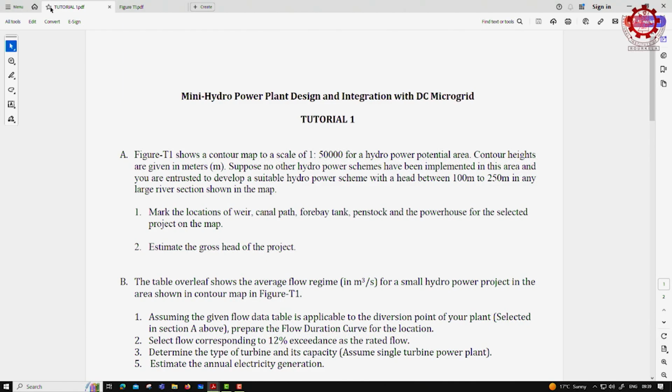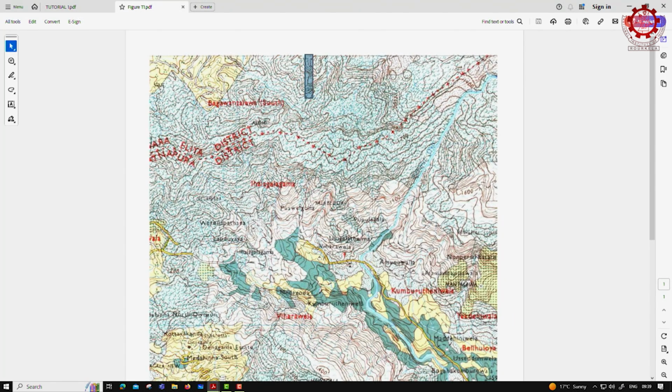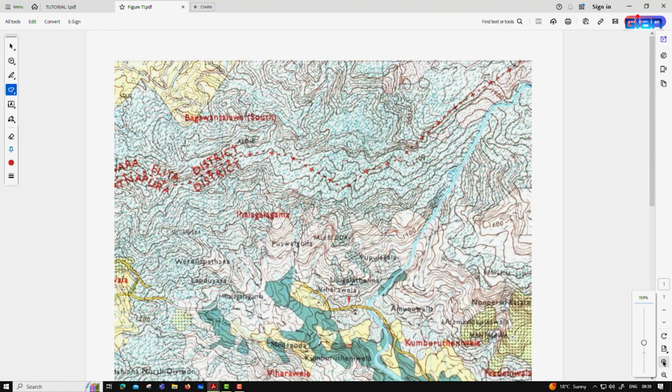Right. So, on this figure, using this drawing tool, you can freehand draw and mark these points in the map. I will just enlarge it a little, and you can refer to the video where we discuss contour maps. If you cannot remember, please refer to that video, I hope that it is accessible to you.